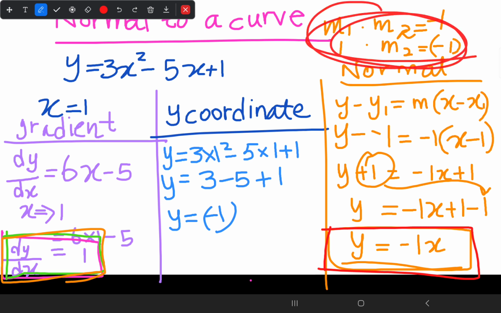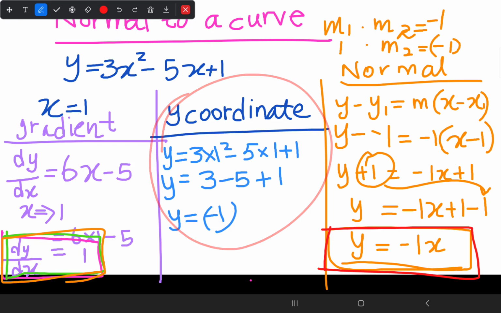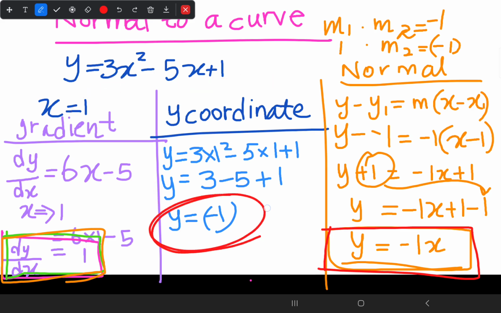The m1 is the gradient of the tangent, and this is the gradient of the normal. We can substitute it as 1, then equate it to -1 to get the gradient for the normal. That's what we found as -1. Then the y coordinate is very easy. You should substitute x as 1 here. We found y as -1. Then y minus y1.